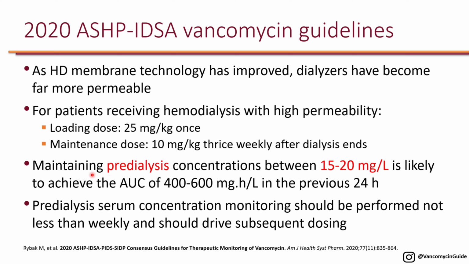And they do recommend getting a pre-dialysis level instead of a post-dialysis level. As long as this pre-dialysis level, right before hemodialysis is done, is 15 to 20, it's very likely to achieve an AUC of 400 to 600 in the previous 24 hours. And these dosing recommendations are just to start things. Then, at least the weekly vancomycin pre-dialysis level should be driving the subsequent dosing of vancomycin.